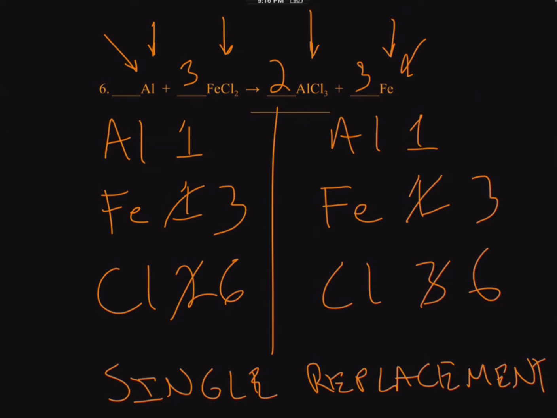A 2 in front of the AlCl3 means I've got 2 aluminums. So I go back and I put a 2 in front of that. It gives me 2 aluminums. So 2, 3, 2, 3 are your coefficients. The equation's balanced, and that's a single replacement reaction.